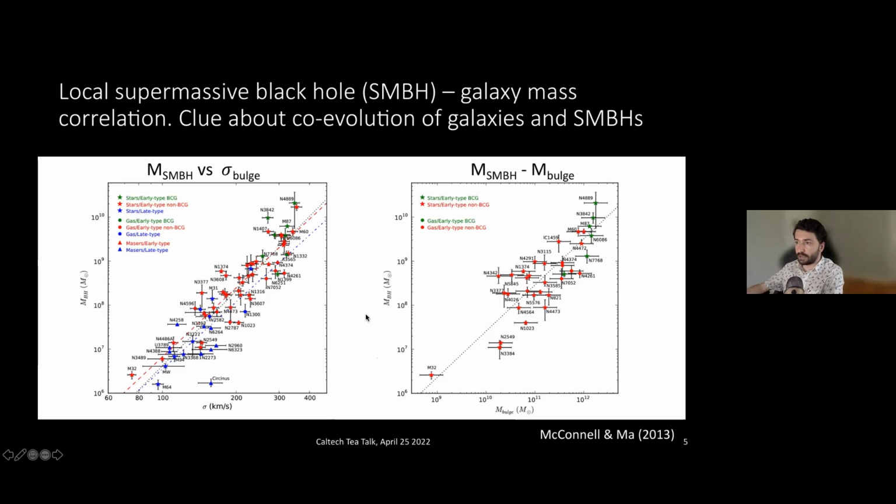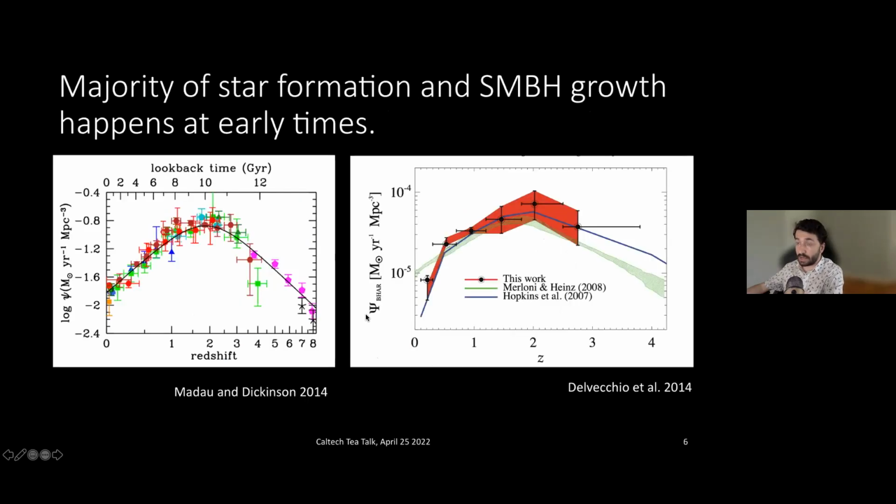But of course, the majority of the formation for both black hole growth and stars happens in the distant universe. So on the left plot here, this is plotting the star formation rate density as a function of redshift or look back time. And we know that the majority of the star formation happens in the distant universe, between redshifts 1 and 3. Interestingly, that's also the redshift range where the majority of the black hole growth occurs.